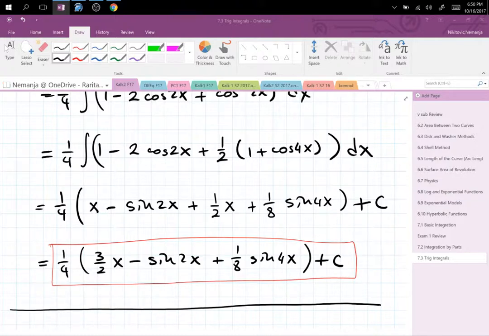Mark, do you have Mathematica there? Can you please punch in integral of sine to the fourth x dx? Mark is going to check for us if Mathematica is going to give the same answer as we have.